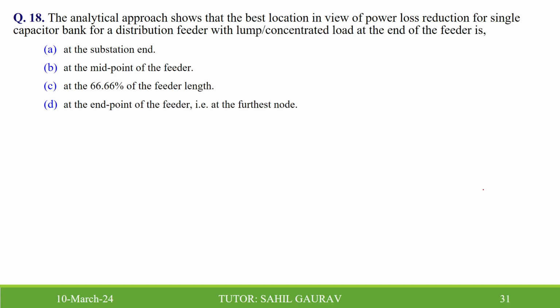Now next problem. The same problem as it is, but here they are asking about the lump concentrated load. The analytical approach shows the best location in view of power loss reduction for a single capacitor bank for a distribution feeder with lump concentrated load at the end of the feeder is. So what do you think? You can give your answer. Option D. Yes, Option D, at the end of the feeder.